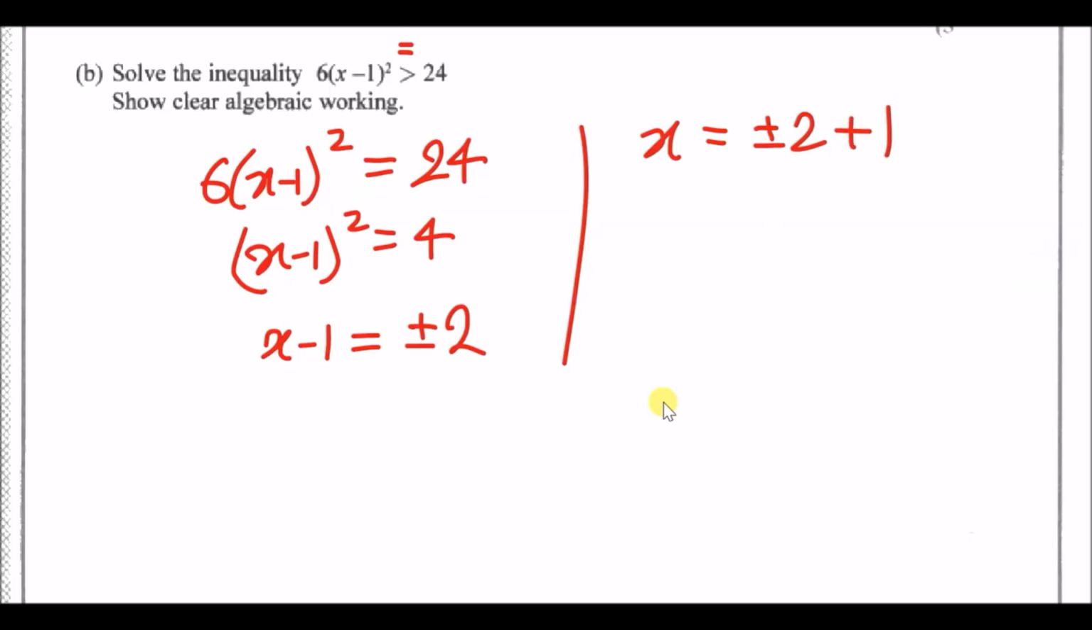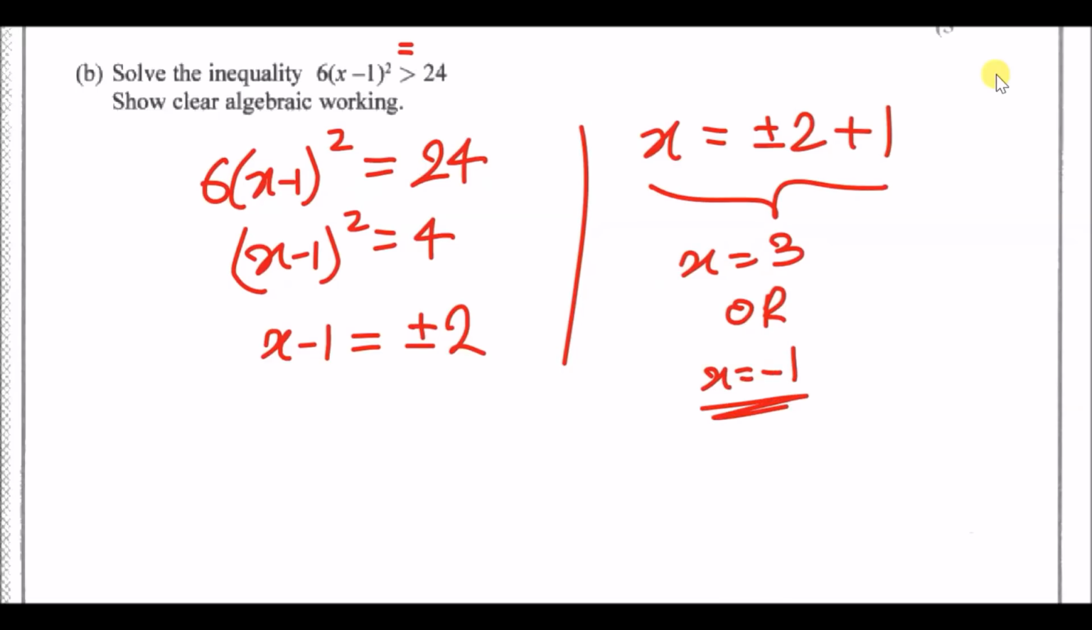What it's trying to say here is that if you chose the plus version, you're going to have plus 2 plus 1, which is 3. Or if you start with minus 2, you have minus 2 add 1, which is minus 1. Okay, so you have two solutions to x. Now this is not the answer they're looking for. They're looking for inequality values. Now the point of this is known as our critical values, yeah?